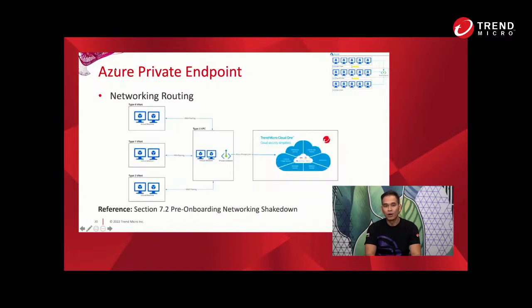Please ensure you have your VNet peering done and that the necessary routing has been configured between your VMs and the private endpoints before connecting to Cloud One Workload Security. That's all for the networking part and the private endpoint creation.